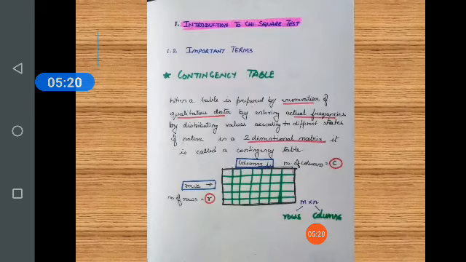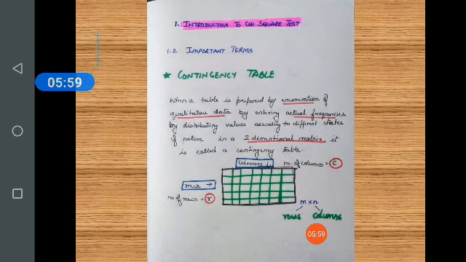Talking about the next important term, we can say it is a contingency table. A contingency table is nothing but a two-dimensional table in which you can store your own data or the frequencies in the form of rows and columns. When a table is prepared by enumeration of qualitative data by entering the actual frequencies, distributing the values according to different states of nature in a two-dimensional matrix, it is called a contingency table.